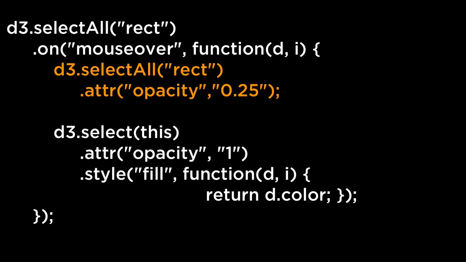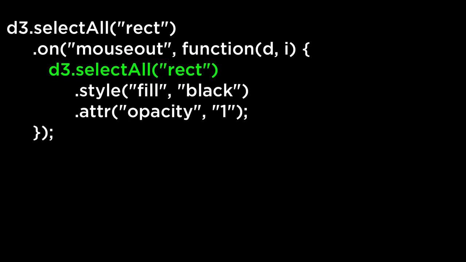In this example, we decrease the opacity of every rectangle using the select all. Then we increase the opacity back to 1 for the element we are mousing over and change the fill color to the color found in the bound data. In building the Mouseover functionality like this, the event on one element is able to affect the attributes of all the elements of the type we select.